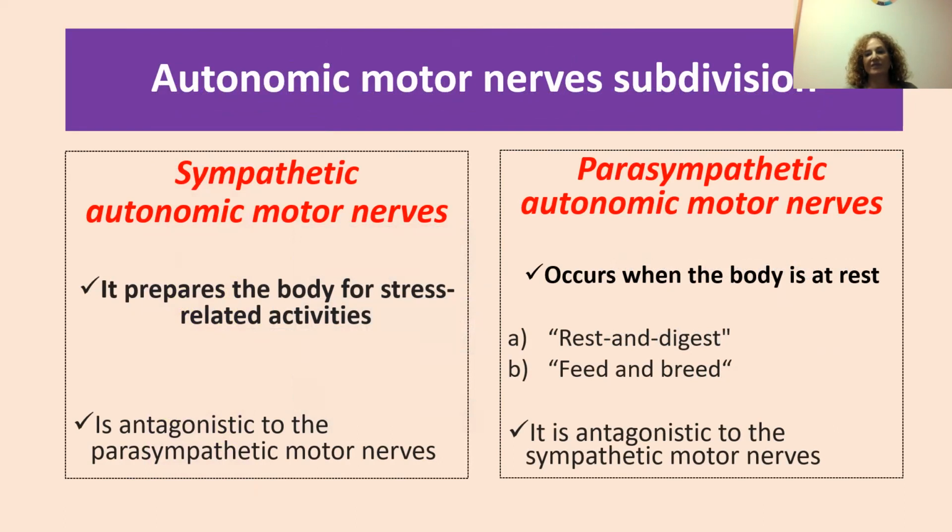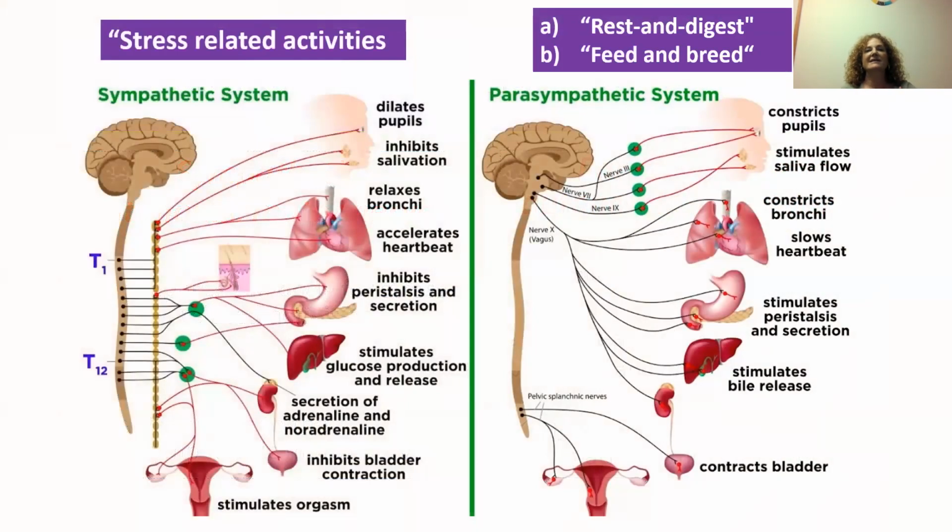And there's something else that we don't discuss very often, which is the enteric division of the autonomic motor nerve division. Anything that is related to stress, to crisis, to fight and flight falls under the category of the sympathetic autonomic motor nervous system. And anything that is related to either rest and breed or feed and digest would be considered the parasympathetic autonomic division of the motor nerves. They work in balance together. When one is high, the other one is low.